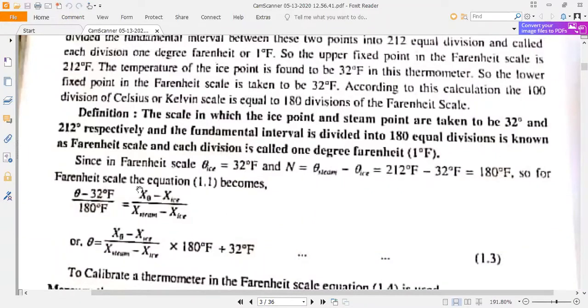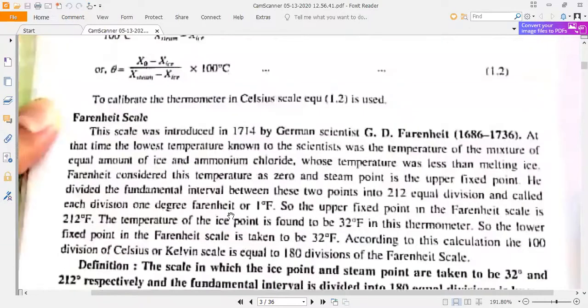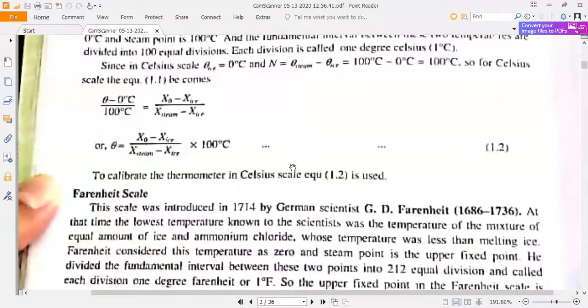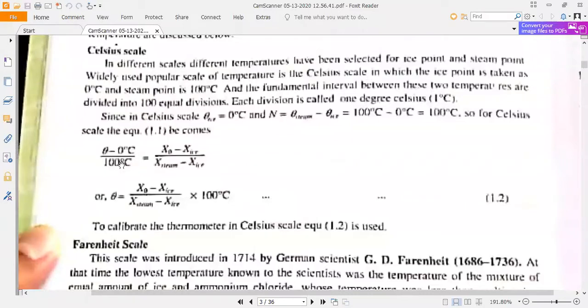So for the Fahrenheit scale, the equation 1.1, do you understand which one is equation 1.1? This one. This equation theta minus 0 degrees Celsius will become, for the Fahrenheit scale, 32 degrees Fahrenheit.